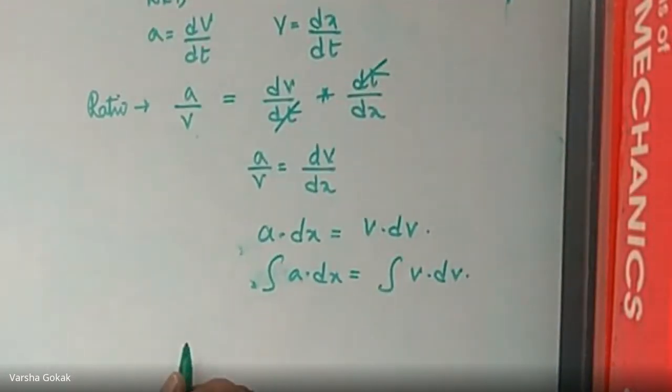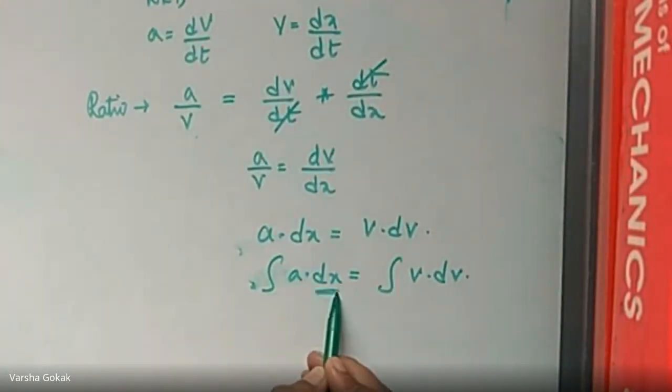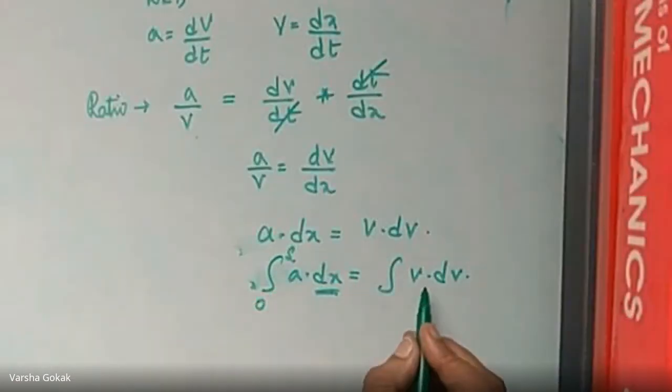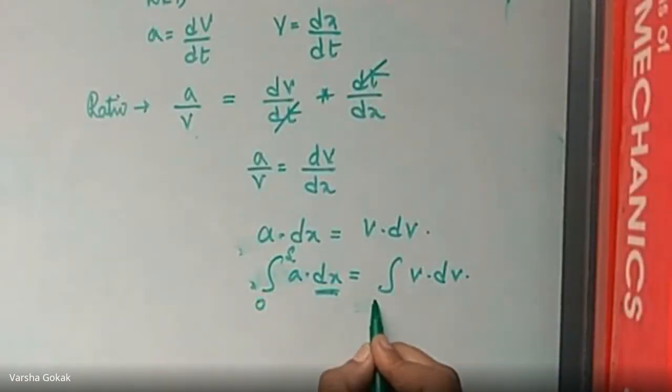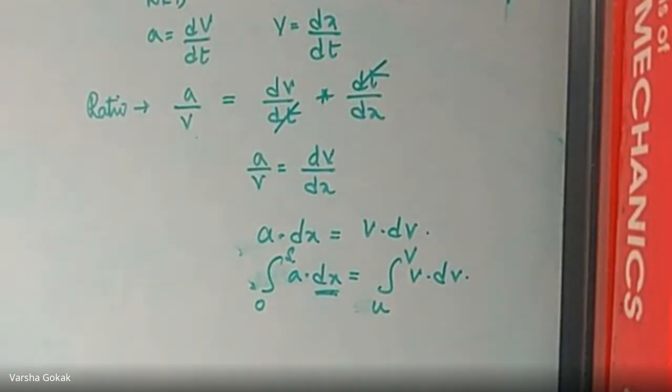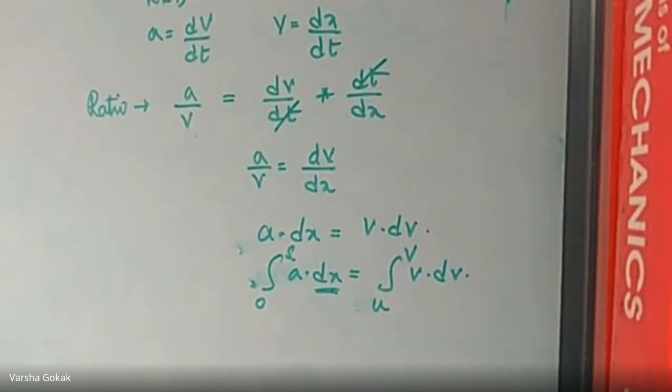So what are the limits? Dx means it is with respect to distance or displacement, so 0 to s, and v is velocity, so this becomes u to v, initial velocity to final velocity.